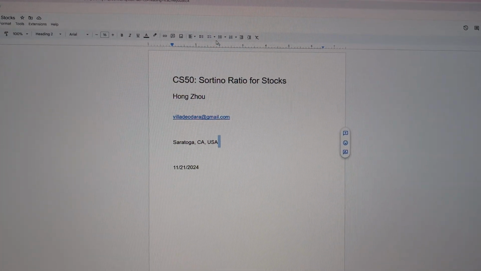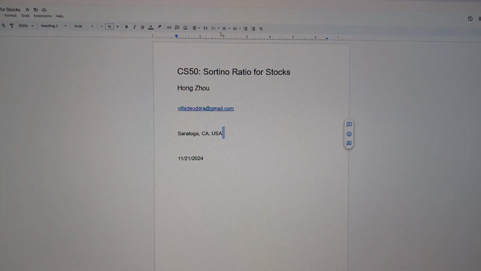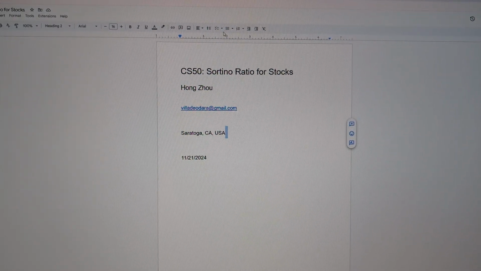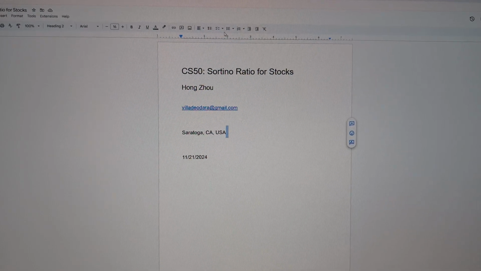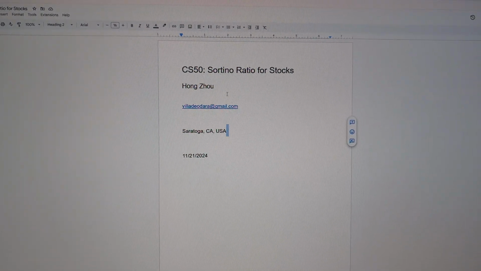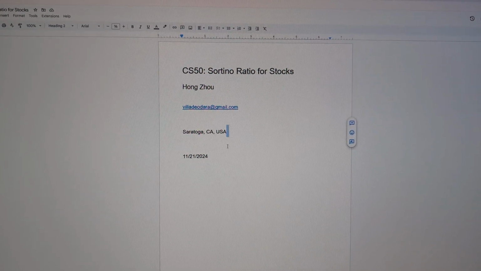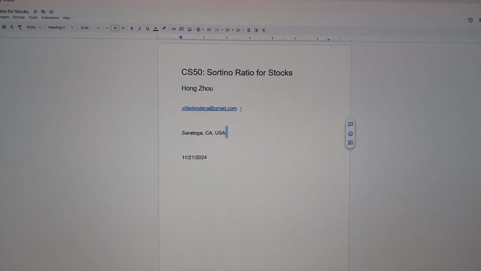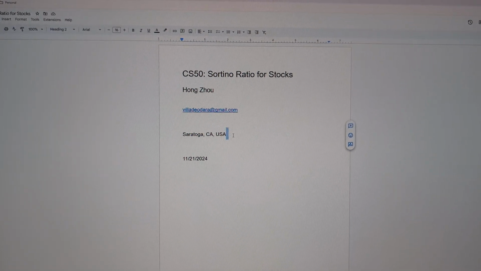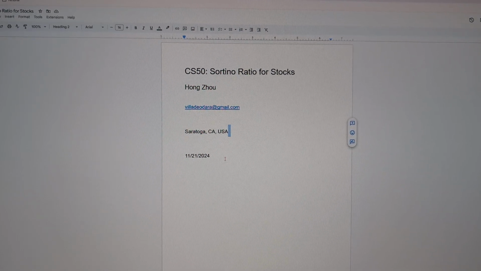Okay, today I'm talking about the final project for CS50. It's called a Sortino ratio for stocks. This is the information of this project: the edX username, the city and country, and then today's date.